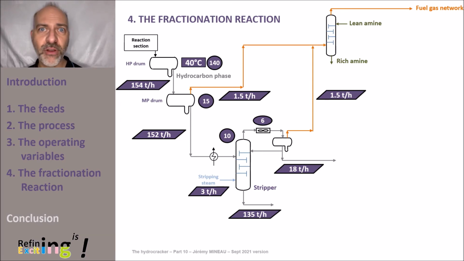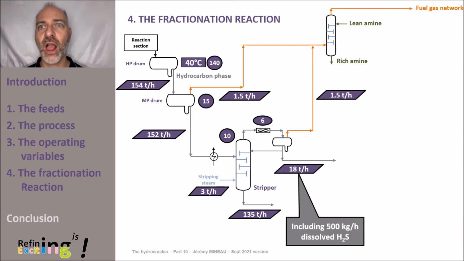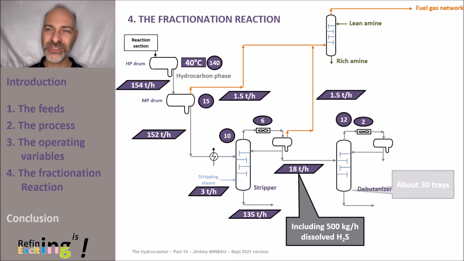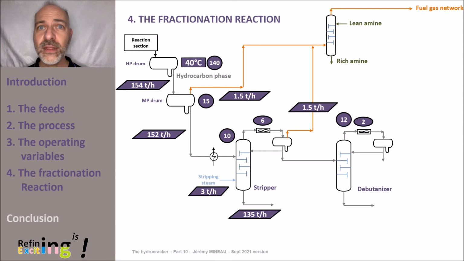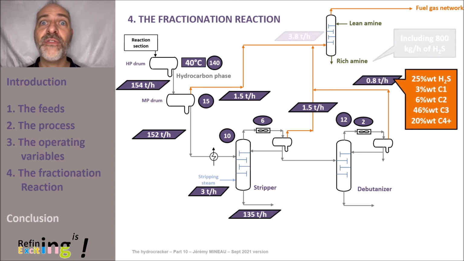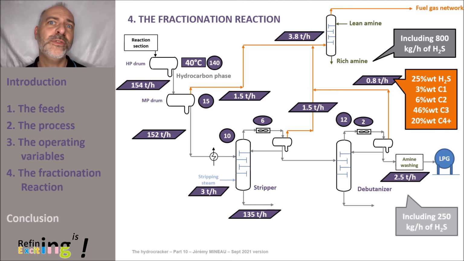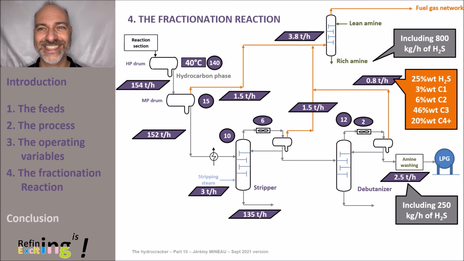All the excess of reflux is routed to a naphtha stabilization column, also known as the debutanizer. This column works at about 10 bar G and has about 30 trays. In this column, an overhead gas stream is produced that will be routed to the same absorber as the one used for the stripper overhead gas. The liquid flow of LPG, which represents about 2.5 tons per hour, will also be washed with an amine solution before joining the refinery's LPG pool. It includes about 250 kilograms per hour of H2S.